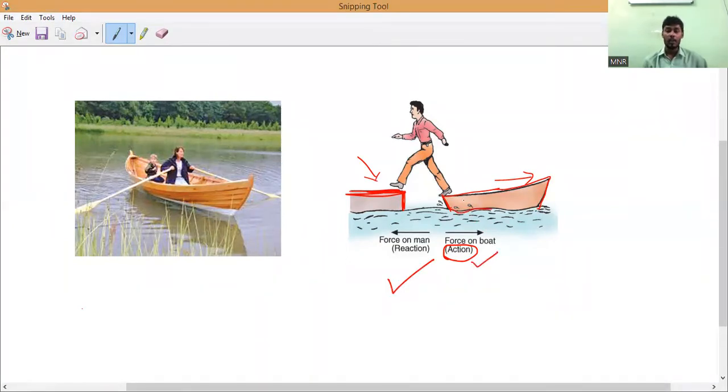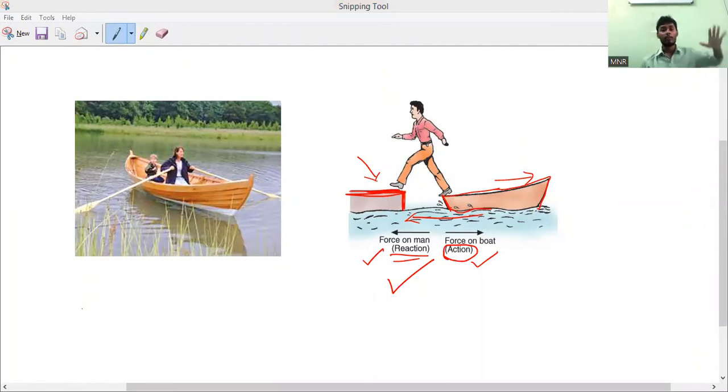Because of action, what will happen? This boat will exert the force on the man. That is what we call reaction. That is why the person can easily step out of the boat. When the man presses the boat with his foot in the backward direction, the push of the man on the boat is called the action force. Now, the boat will exert an equal force on the man in the forward direction, which enables him to move forward.